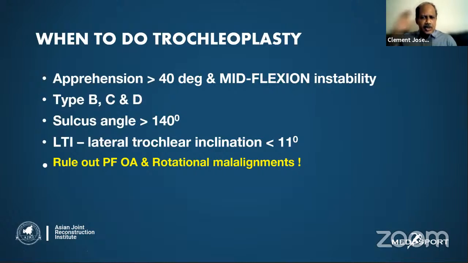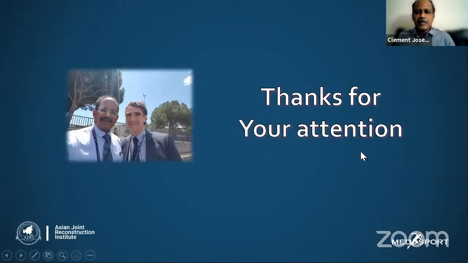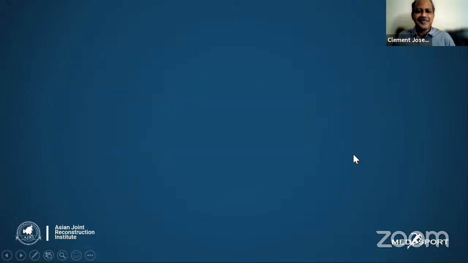To conclude, trochleoplasty is a very rewarding procedure. It's very much indicated in patients who have apprehension and instability more than 40 degrees, especially mid-flexion instability. Trochleoplasty is indicated in type B, C, and D varieties of trochlear dysplasia with sulcus angle more than 140 degrees and lateral trochlear inclination less than 11 degrees. It's very important to rule out patellofemoral osteoarthritis and rotational malalignments in these patients. Thank you very much for your attention.